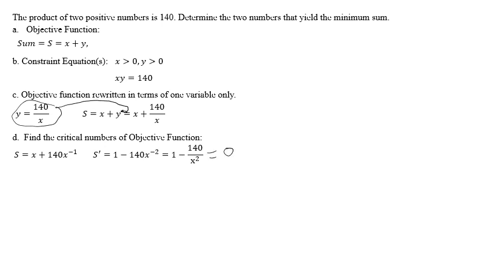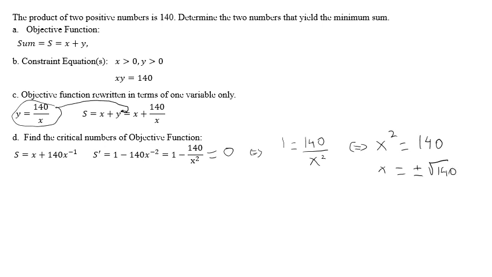We set it equals 0. So this is equivalent to 1 equals 140 over x squared. And here, if you multiply both sides by x squared, 1 times x squared is x squared. 140 over x squared times x squared is 140. So we see that x is going to be plus or minus the square root of 140.